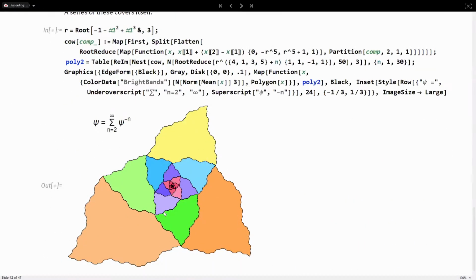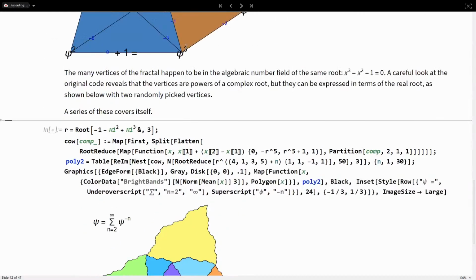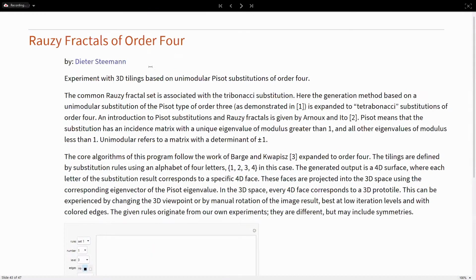We can take this particular shape and map it onto itself infinitely to show that the super golden ratio is equal to the sum of the negative reciprocals of the super golden ratio, starting with 2. So this is an example of a Rousey fractal, which are still not well understood.